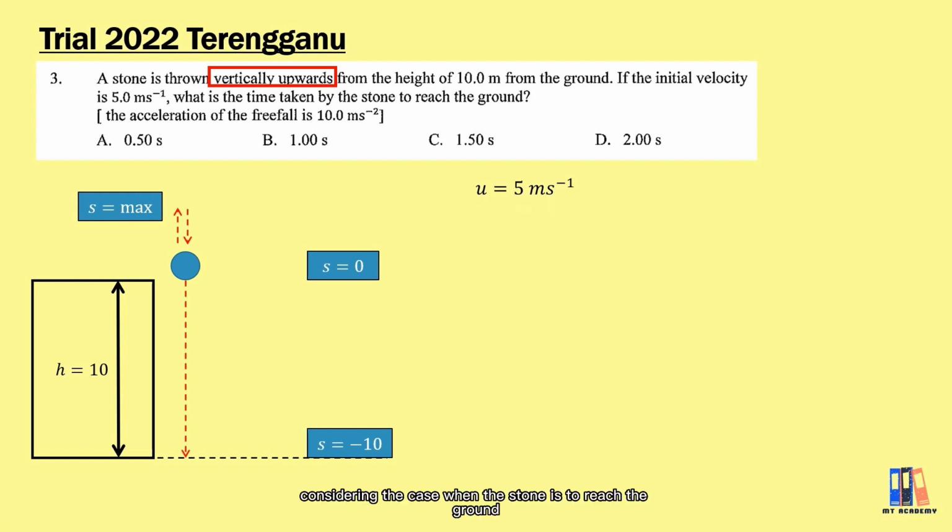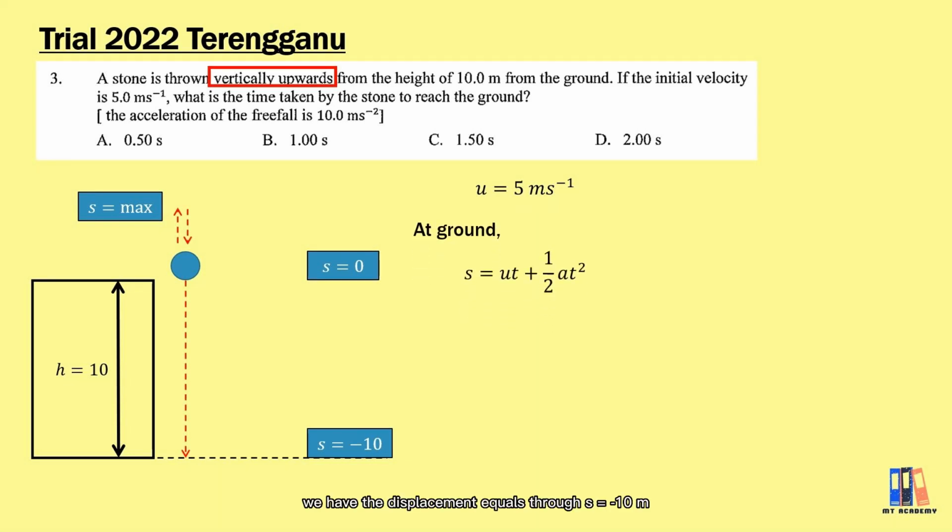So we consider the case that the stone reaches the ground. At the ground, we have the displacement equal to negative 10 meters, and we have the initial velocity and acceleration, and we need to find out the time. So the suitable formula here would be S is equal to ut plus half at squared. This is a form of quadratic equation, so you just solve it like how we did in mathematics. And in the end, you need to reject the negative value since time is a scalar quantity. So the final answer for the time is equal to 2 seconds.